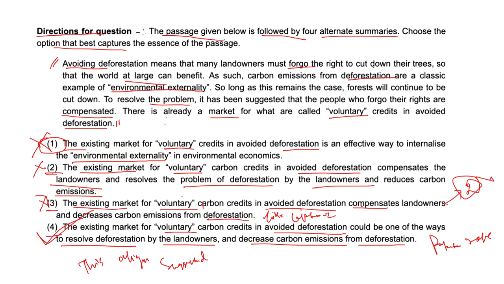Option 1 is too generic, and options 2 and 3 are categorical in saying compensates and reduces. The suggestive element is missing in them, whereas the correct option accommodates the suggestion part. Option 3 is too categorical again, like option 2. So the correct answer is option 4.